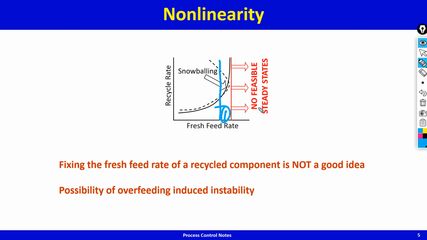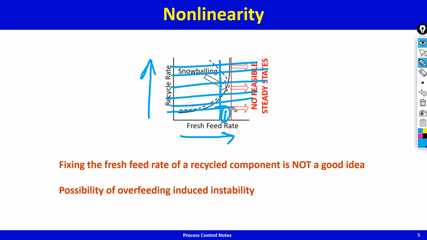What is the solution to this? Well, just turn the curve over. Instead of taking this as the independent variable, take this as the independent variable. If you take this as the independent variable, no matter what you specify it as, there is a steady state solution. And because there is always a steady state solution, now the operator is confident no matter what I specify my recycle rate as, I will end up at a steady state.